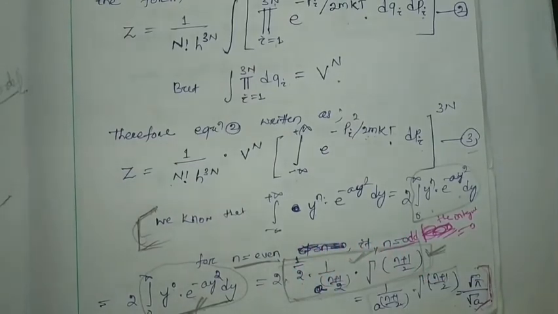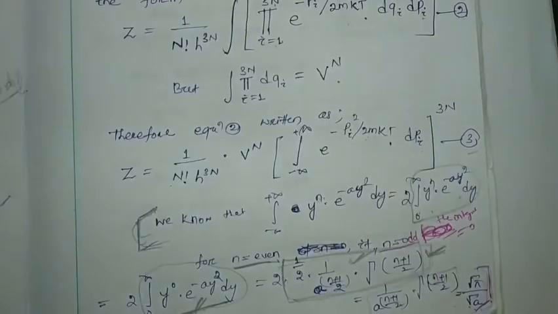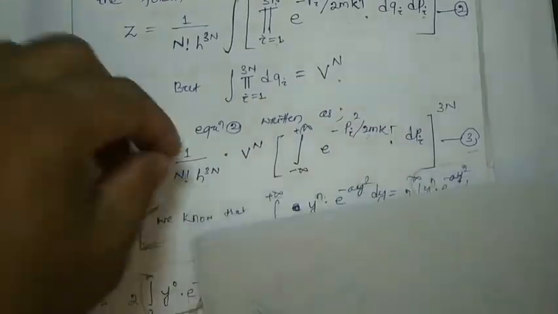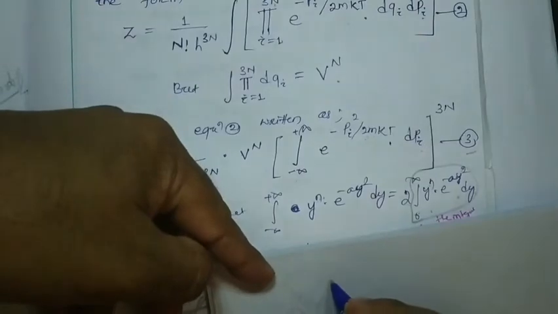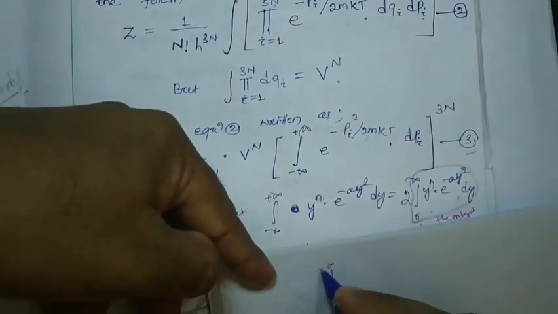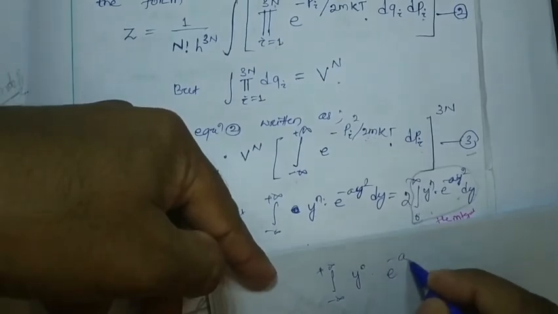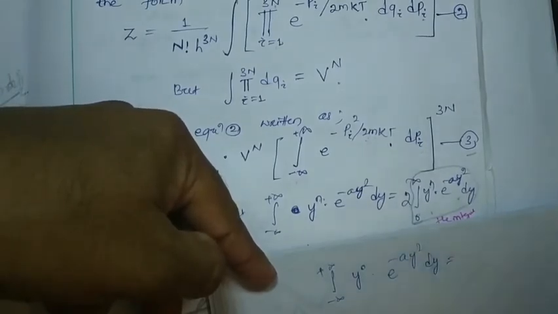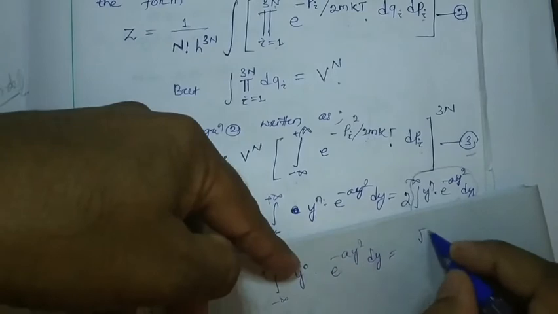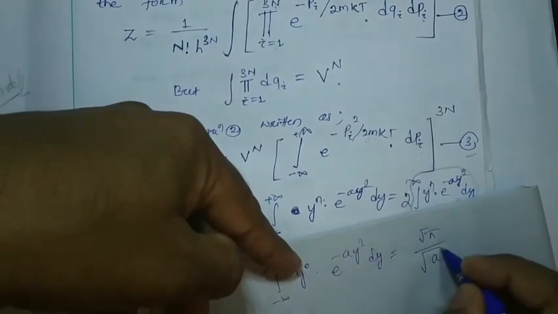You can refer to that video. In that video, in detail, by considering the gamma function, we did that. Minus infinity to plus infinity, y to the power 0 into e to the power minus a y square dy: the value will be how much? We found root over pi by root over a.